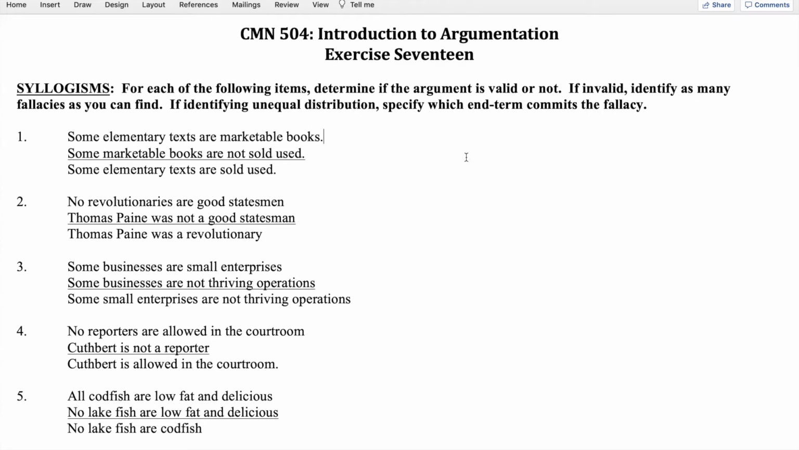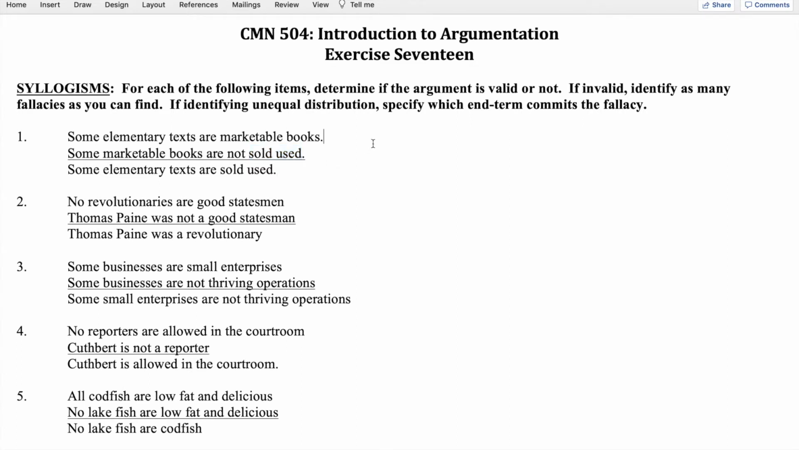Some elementary texts are marketable books. Some marketable books are not sold used. And some elementary texts are sold used. So we begin noting that we have a particular affirmative first premise, a particular negative second premise, and a particular affirmative conclusion. And if we look at the distribution scheme, of course, with particular affirmatives, we have no distributed terms. In the particular negative, the predicate term sold used here is distributed, and in the conclusion again, no distributed terms.